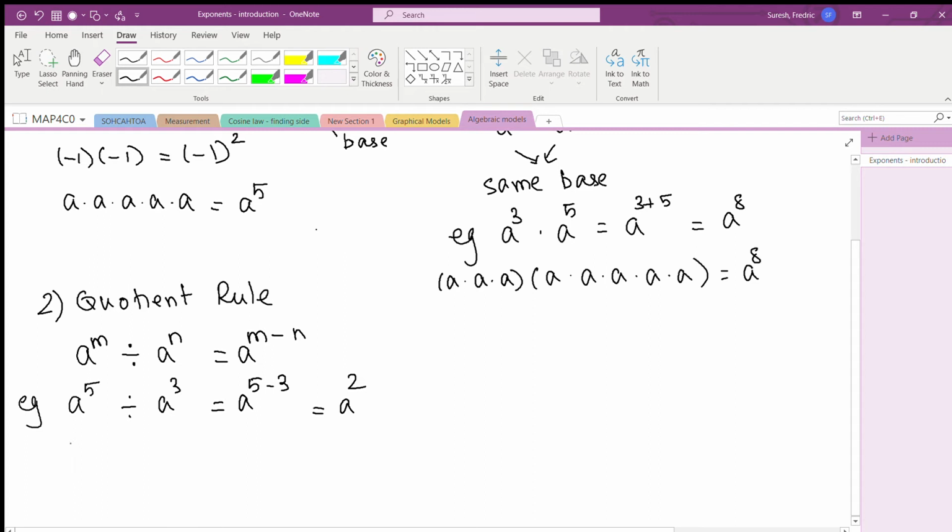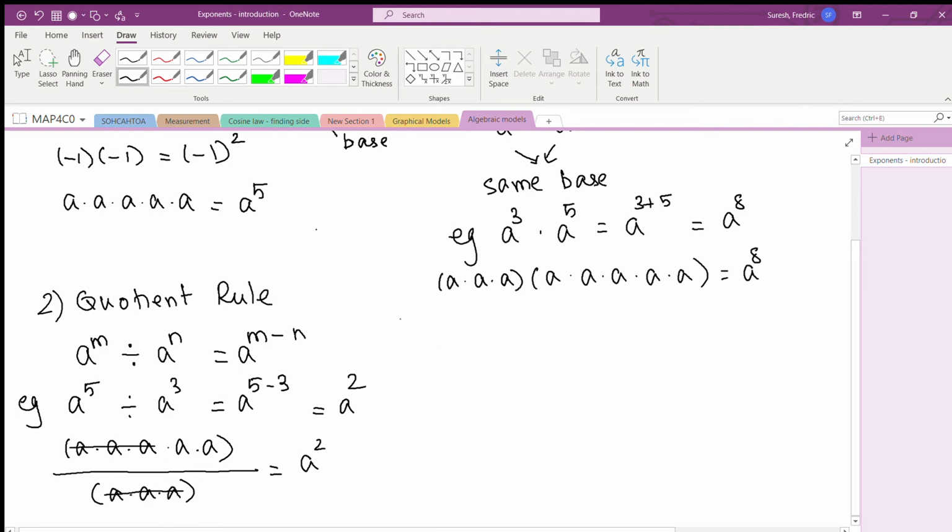Why is this true? So a to the power of 5 is if you multiply a by itself 5 times. A to the power of 3 is if you multiply a by itself 3 times. The a's in the numerator, there are 3 of them, they cancel the 3 a's in the denominator out. It leaves us the 2 a's, which is a squared.